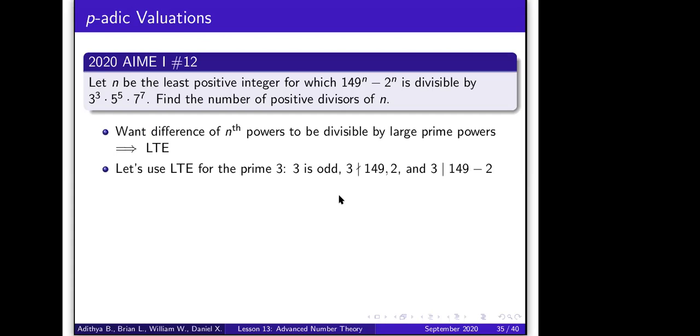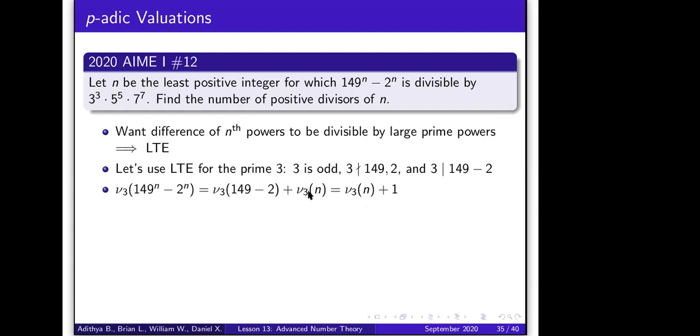So let's start by calculating the V3 of this thing. Well, the first thing we'll want to do is check the hypotheses. 3 is odd, which is good. 3 doesn't divide 149 or 2, which is good. And 3 divides 149 minus 2. So all 3 hypotheses are fulfilled, and we can use LTE.